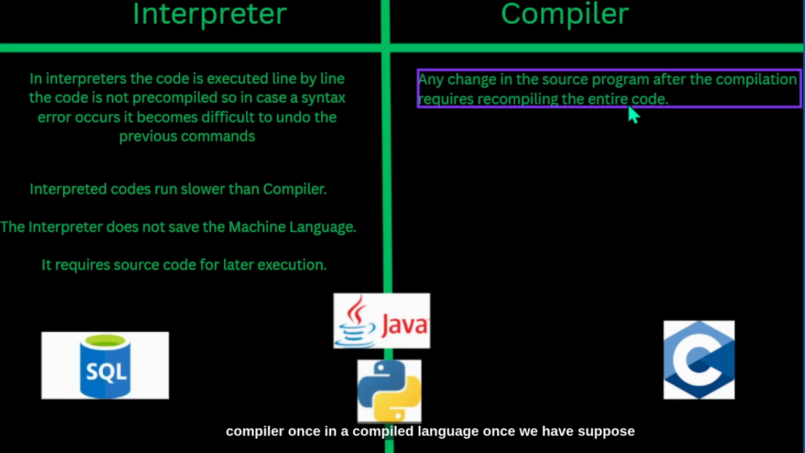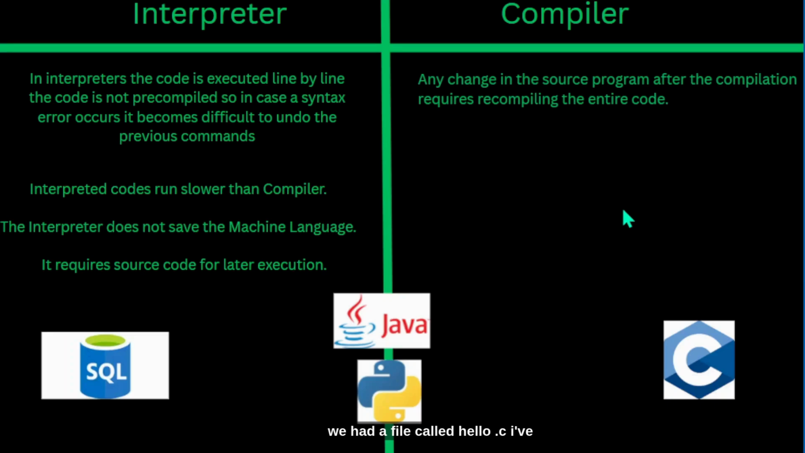The compiler does. In a compiled language, suppose we had a file called hello.c. I've compiled it and saved it, and it generates a file called a.out. I don't need the original source file. I can just take the executable file with me and run it.